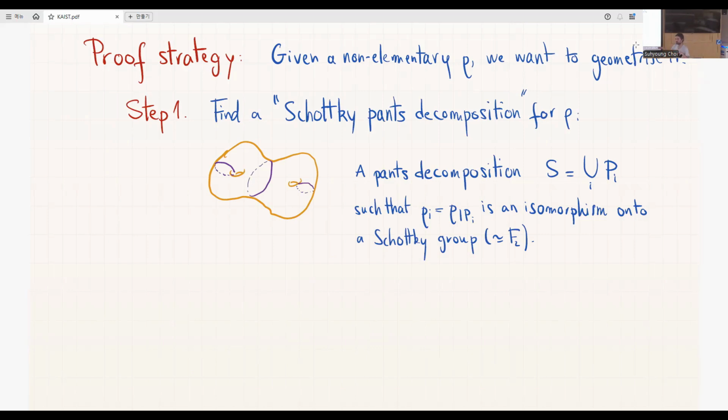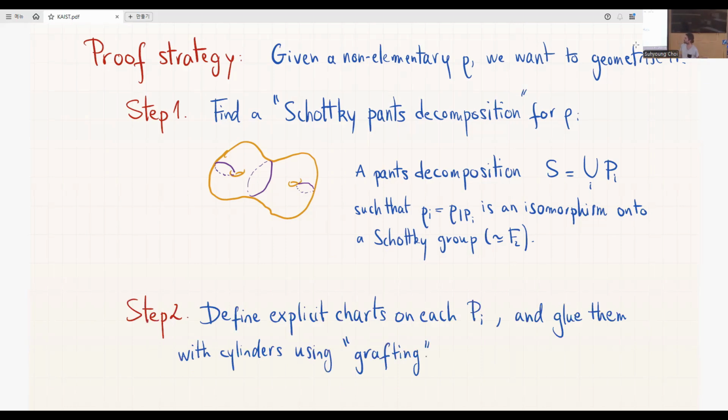A Schottky group is a special kind of free group in PSL2. And this is actually generic. If you take a generic representation and you look at what's happening on a pair of pants, you get a Schottky group. So what you want to find is some kind of generic form for any given representation. Why would you do that? What is the point of this first step?